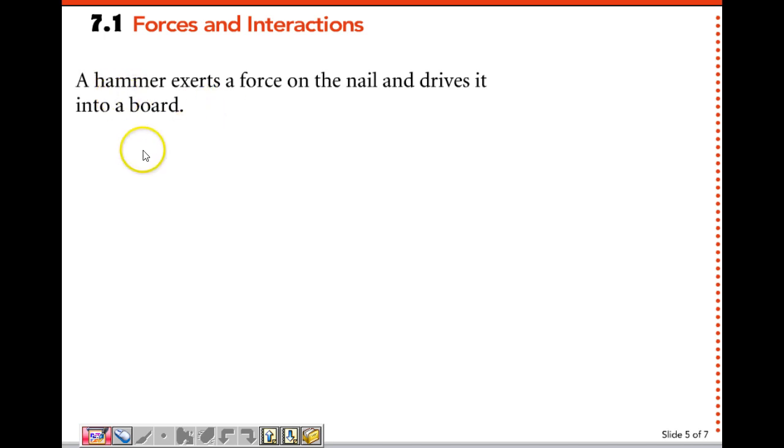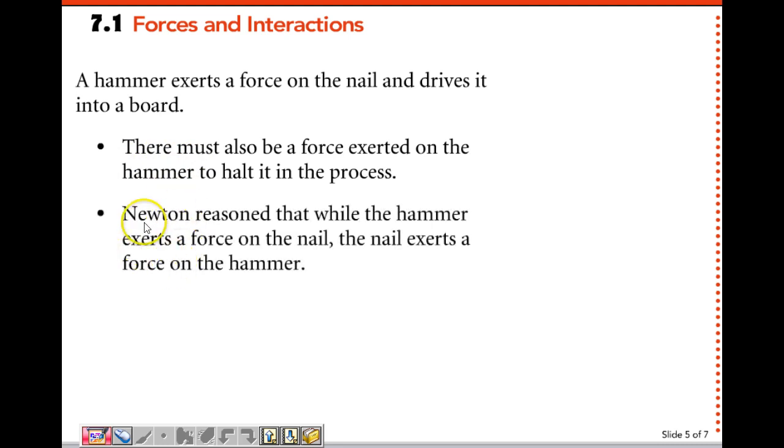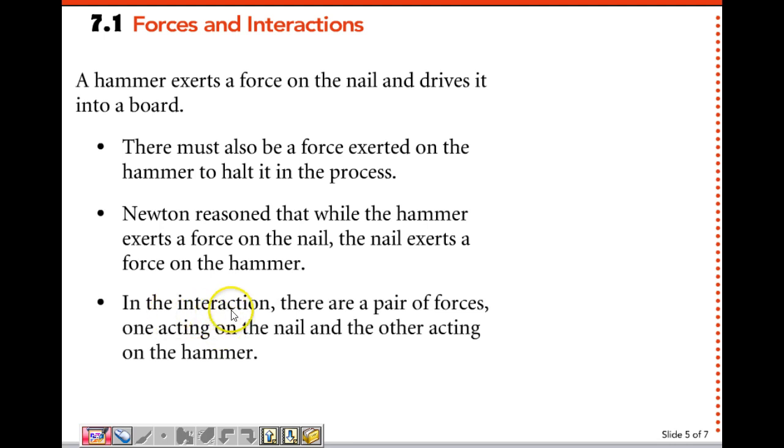So a hammer exerts a force on the nail, drives it into the board, and there must also be a force exerted on the hammer that stops it. Isaac Newton is the one who came up with this idea, and he reasoned that while the hammer exerts a force on the nail, which is pretty obvious from the situation, the nail also exerts a force back on the hammer. And so we have an interaction, and there's a pair of forces, one acting on the nail and the other acting back on the hammer. So we see that forces occur in pairs and interact with each other.